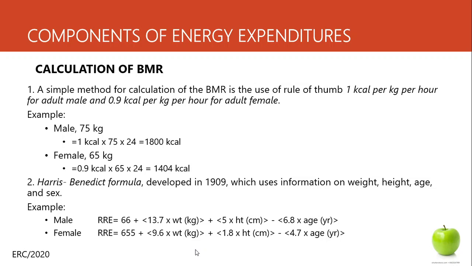Same with the female, but the constant has a different value. The constant is 655, and for the weight 9.6, for the height 1.8, and for the age 4.7. Later on we have an example on the next slide on how we are going to compute the BMR using the Harris-Benedict formula.